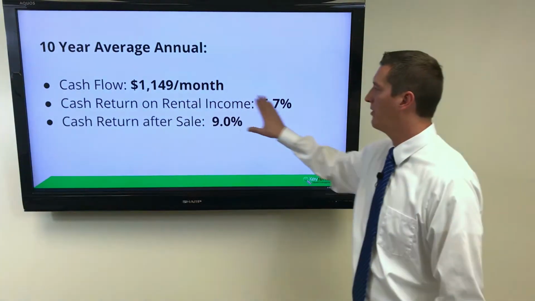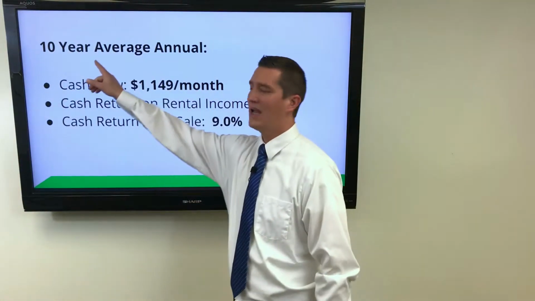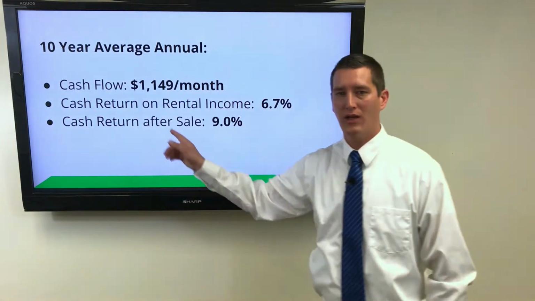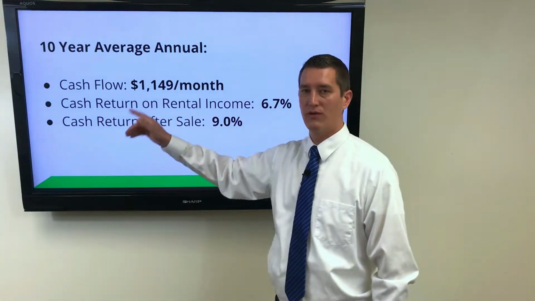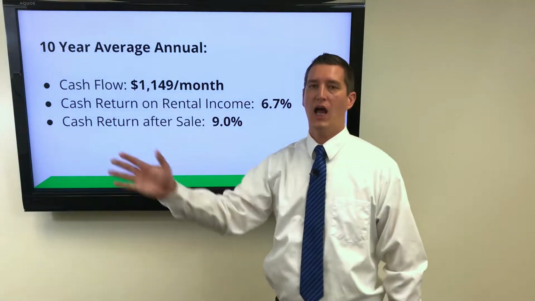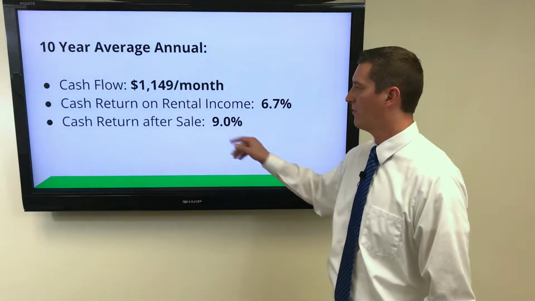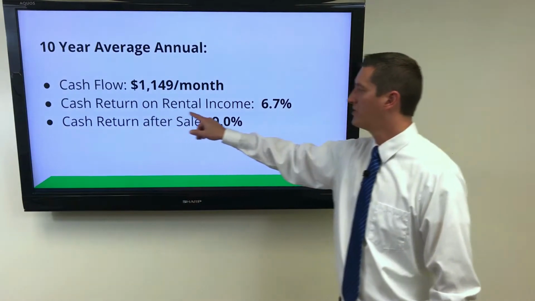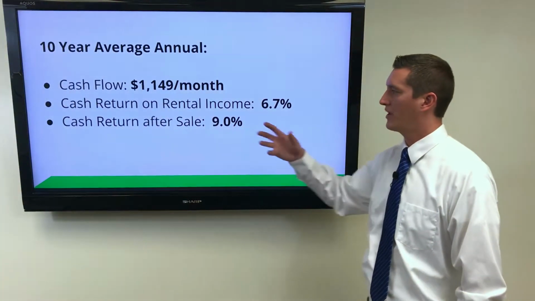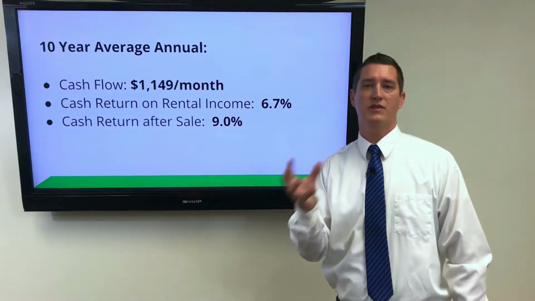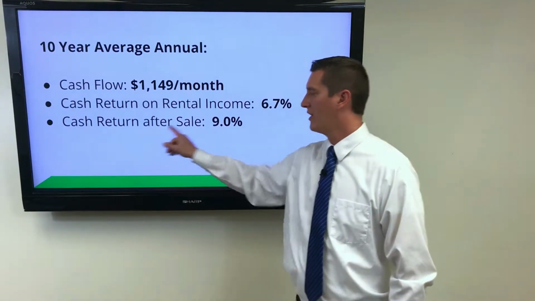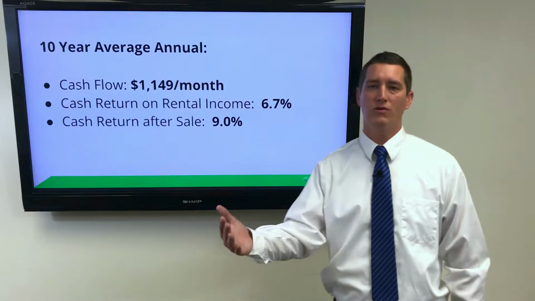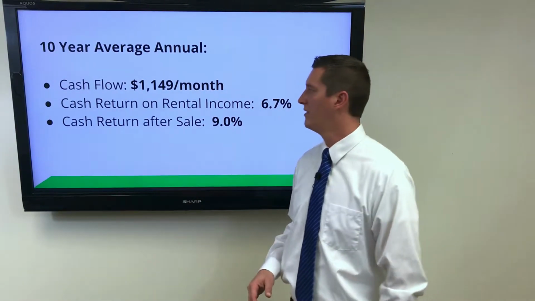Now, one thing I want to point out with these numbers, this is a 10-year average annual. So cash flow in year 1 was different than cash flow in year 10. This is taking the average of the years, including the rates of return. So our average annualized return on the cash flow against how much money we're putting down is 6.7%. And then our cash return after it's sold after 10 years is 9%.